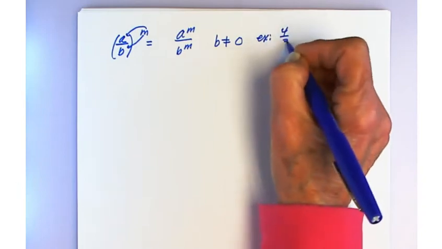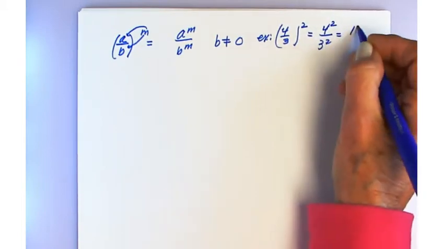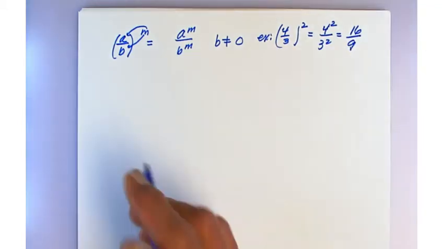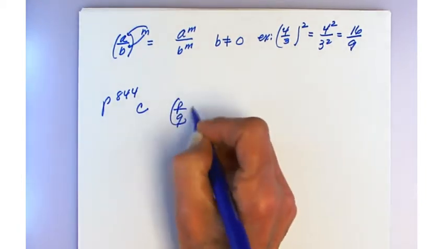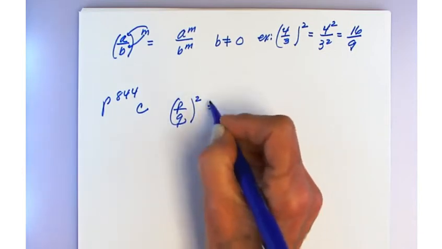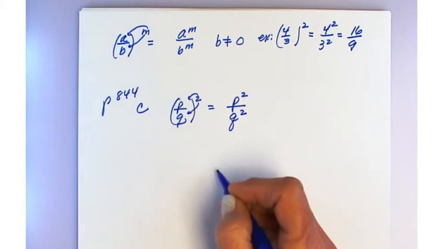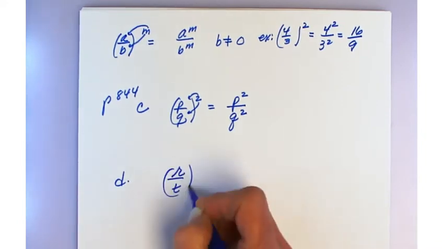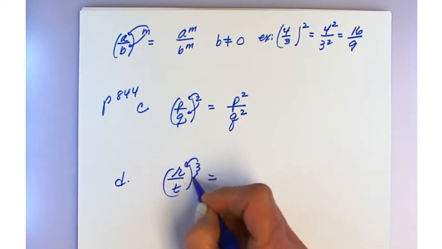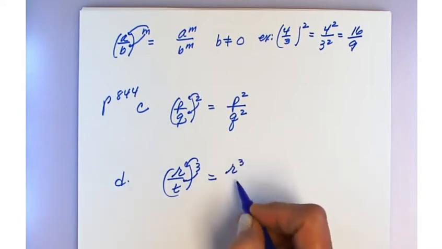Example, 4/3 the quantity squared. That means 4 squared over 3 squared, and you're going to get 16 over 9. Let's look on page 844, and we will look at C. C is P over Q, and that is the quantity squared. You're going to distribute the 2 over the P, so that will be P squared, and the denominator will be Q squared. Looking at the D, R over T, the quantity cubed, you're going to distribute the 3 over the numerator and the denominator, and we're going to get R cubed over T cubed.